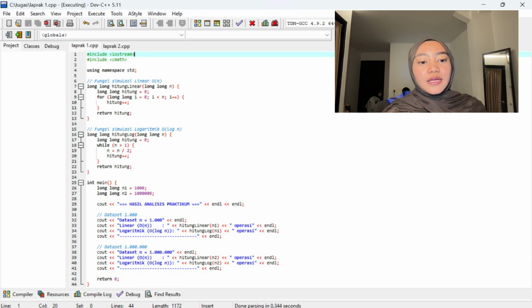For example, if n is 1000, it only takes around 10 steps. If n is 1,000,000, it takes around 20 steps. So, even if n gets very big, the number of operations does not increase too much. In the main part of the program, we test two values, 1000 and 1,000,000. The program then shows how many operations are done by each function.